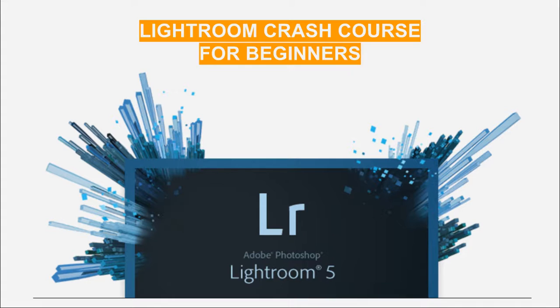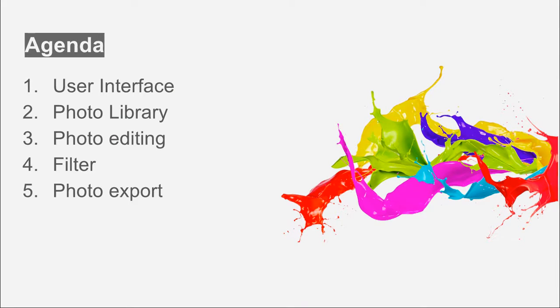First of all, I just want to go over the agenda of what we are going to talk about today. The first one is the user interface. We are going to talk about how Lightroom is set up, what the tabs are, and what functions Lightroom provides you, and also the photo library. How would you import the photo and how would you organize the photo within the photo library? The third one is how would you edit the photo very quickly. We are not going to go in deeply into very advanced functions, but just how we can edit a photo very quickly.